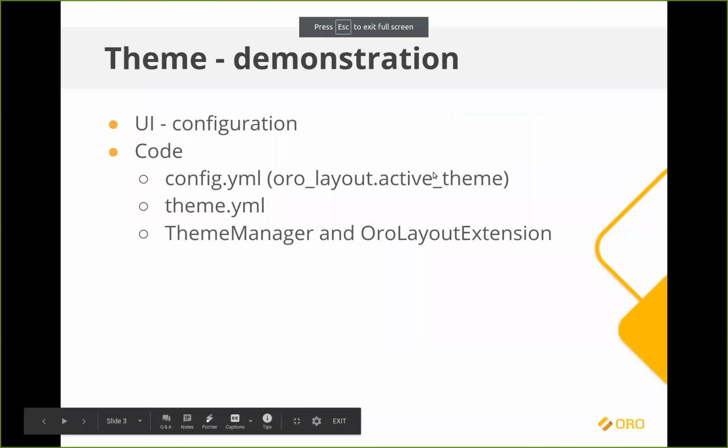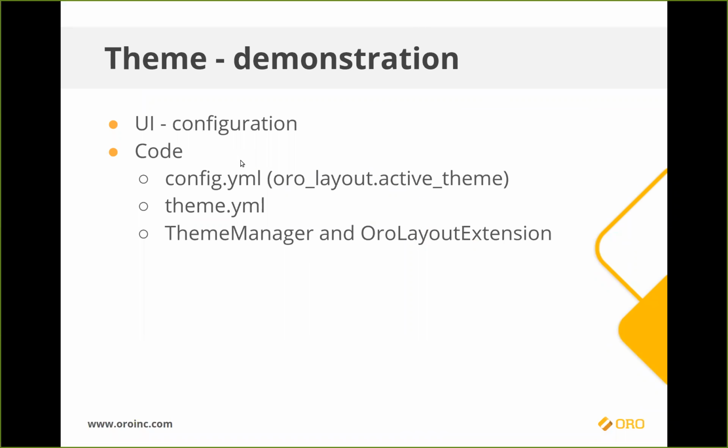Theme can be set from the UI, and so this is the most obvious configuration for how you can do it. The theme can also be set in the config YAML file under the Oro layout active theme, so this is the lowest level. The theme has to be defined in the theme YAML file.